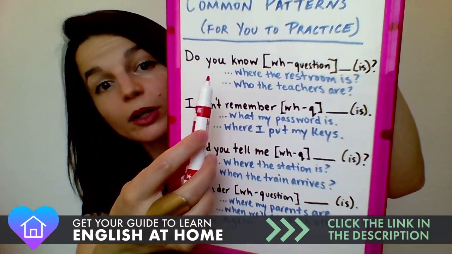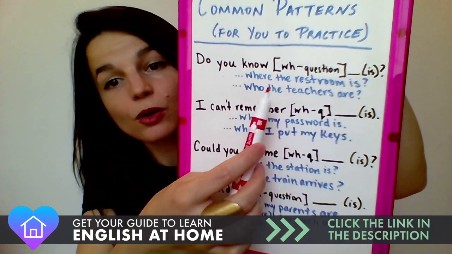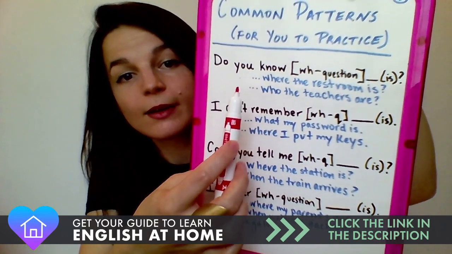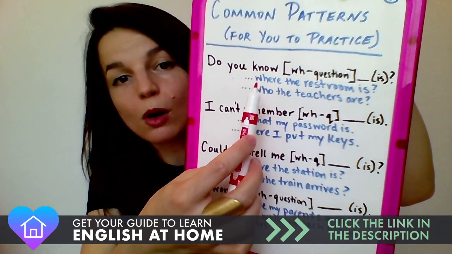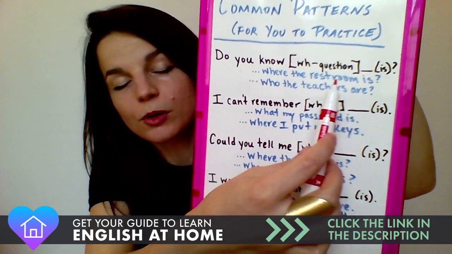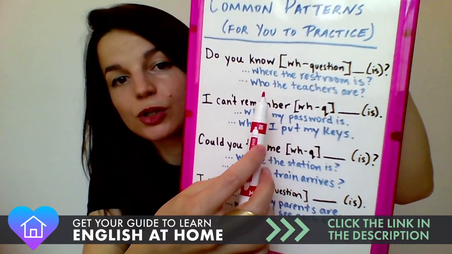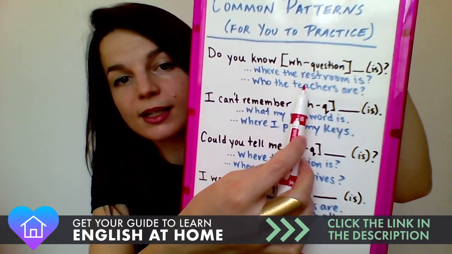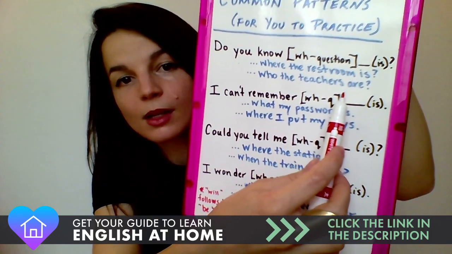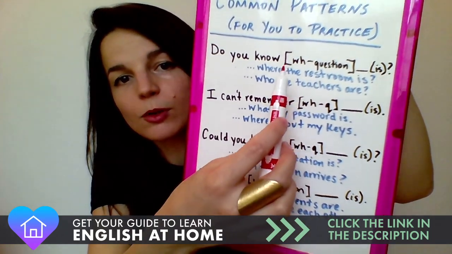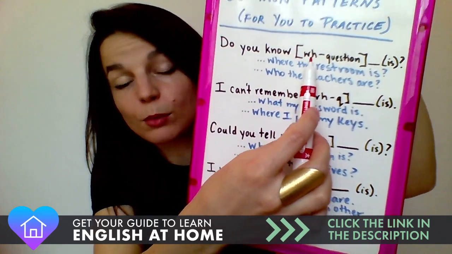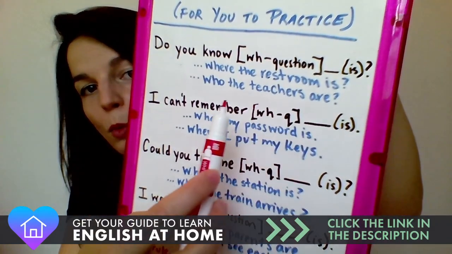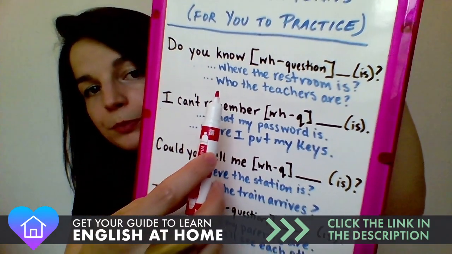Do you know, when you're looking for information. So this will make your question softer. For example, do you know where the restroom is? Or do you know who the teachers are? So these use this WH question. In this case, the WH question is where or who.